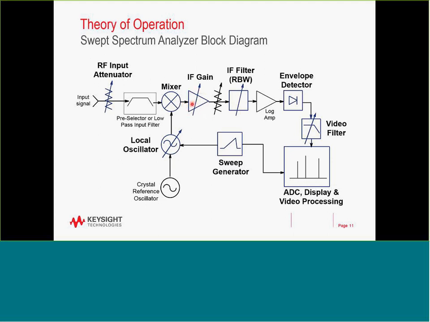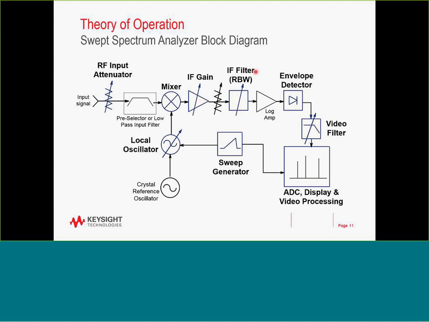Then an amplifier is there to make sure that we crank up the signal so that it hits the detector at the right power level. The IF gain here is coupled with the attenuator, so that if the attenuator is cranked up by 10 dB, the signal would go down by 10 dB, and the IF gain is cranked up by 10 dB, so that the signal remains at the same place on the display.